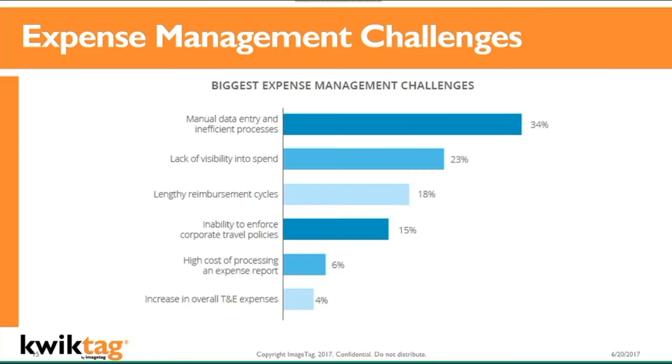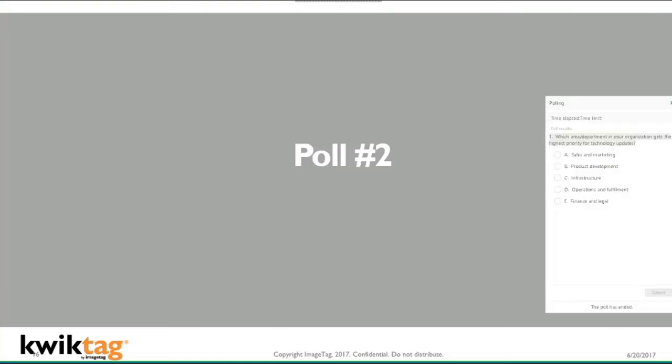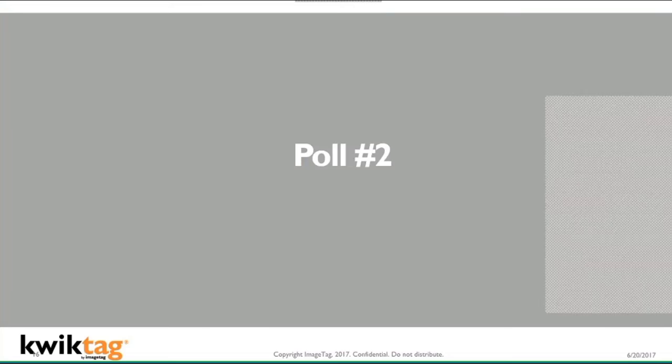So at this point, I get to take a break for half a second, and you get to participate in another poll. And I would just like to remind you that if you have questions, we will have time at the end for questions, so please go ahead and submit them into the Q&A box in your WebEx interface. But at the moment, direct your attention to the screen, and if you don't mind, take a quick second and answer the question, which area and department in your organization gets the highest priority for technology updates?